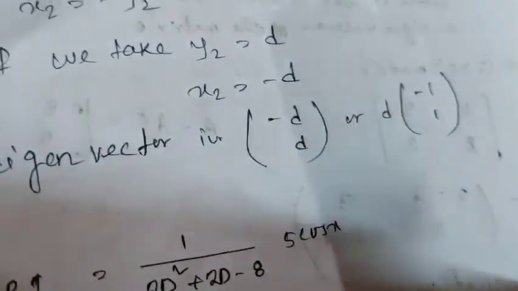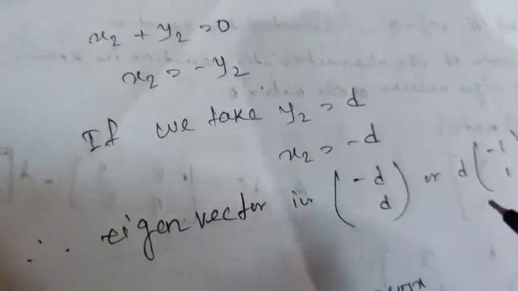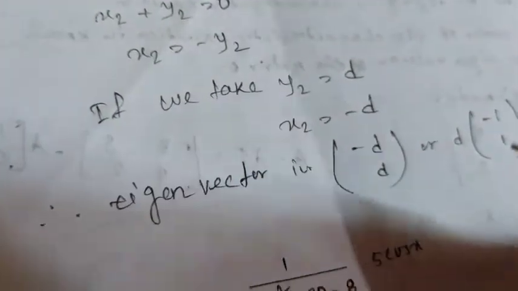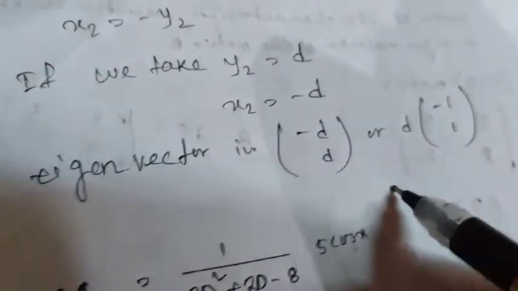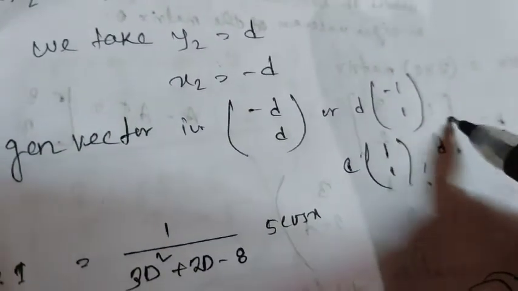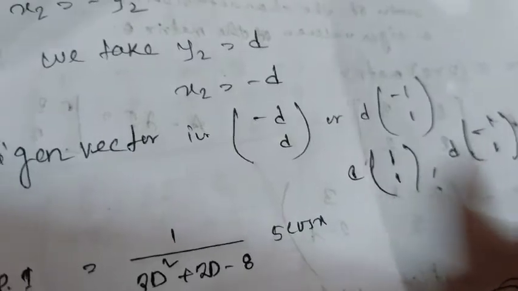So now we can say that the eigenvectors of the given matrix A are c[1; 1] and d[minus 1; 1]. I hope you understand how to find the eigenvalues and eigenvectors of a 2 cross 2 matrix. So thank you.